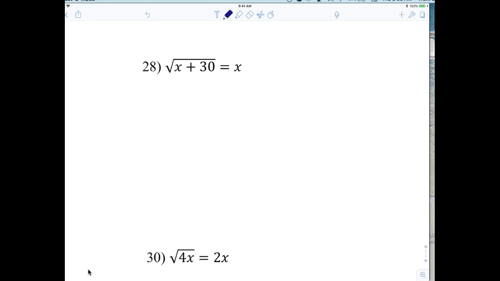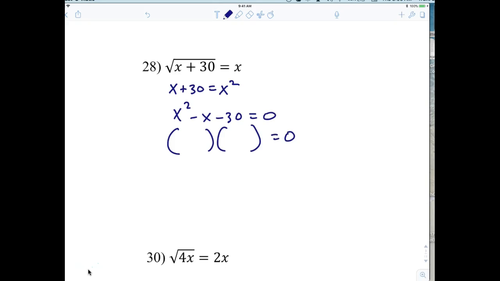Okay, squaring both sides. Everybody good with that? Now setting it equal to 0 because it's quadratic. So far, so good. So x could equal, good job, guys. That's correct. Negative 5, remember, is the extraneous solution.